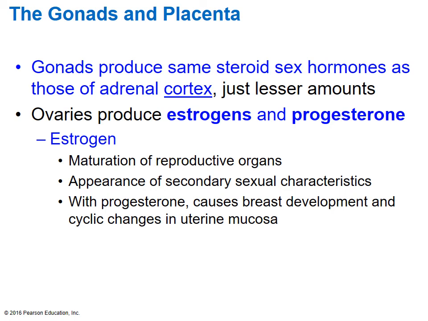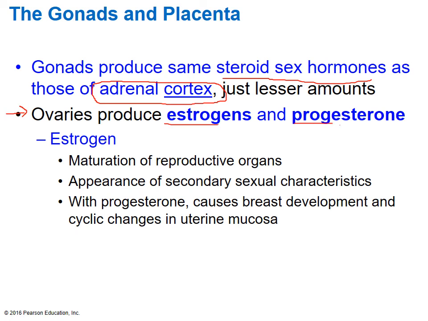So this little mention of gonads producing the same steroid sex hormones as the adrenal cortex is a little preview of part 4 that's on its way for our discussion. But either way, if we start focusing on the ovaries, the main hormones over there will be estrogen and progesterone.